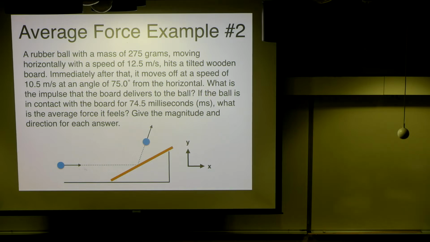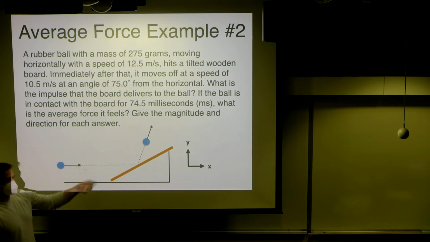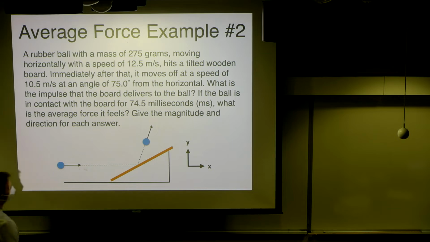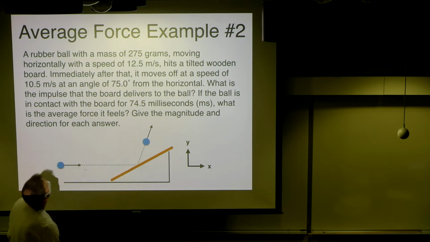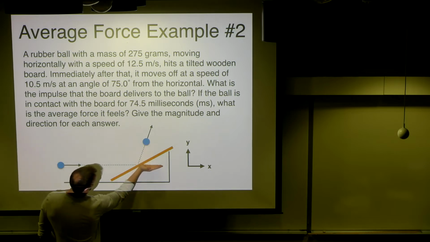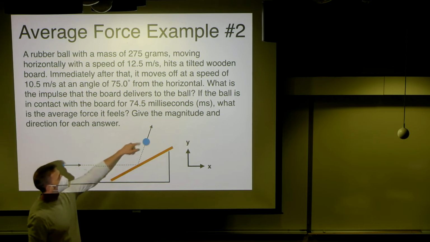So here's what's going on. We have a rubber ball, mass 275 grams. Initially, it's moving horizontally, just like this. So imagine throwing this ball horizontally so it's going this way, and it's moving at 12 meters per second just before it hits this board. The board is tilted so that when it bounces off, it goes at an angle. After bouncing off the board, its speed is 10.5 meters per second. It's going a little slower, and it's moving at an angle of 75 degrees off the horizontal. So 75 degrees from the x-axis to here, okay? So this is our V initial, and this is our V final.